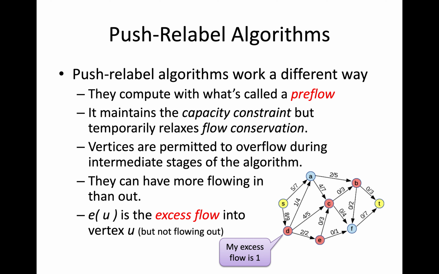So we've got a new name. We're going to call this a preflow, just like a flow, except it doesn't have the flow conservation constraint. And we've got a new notation at the bottom. E of u is the excess flow at vertex u. So that's the amount that's flowing in but not flowing out. For everyone except the source and the sink, it's the total amount flowing in minus the total amount flowing out.